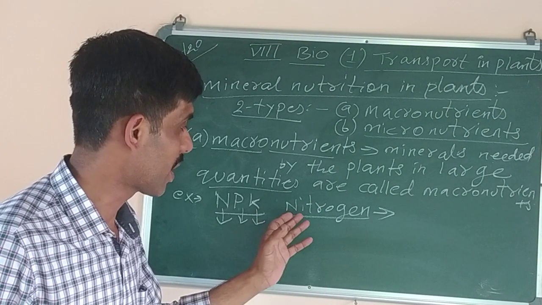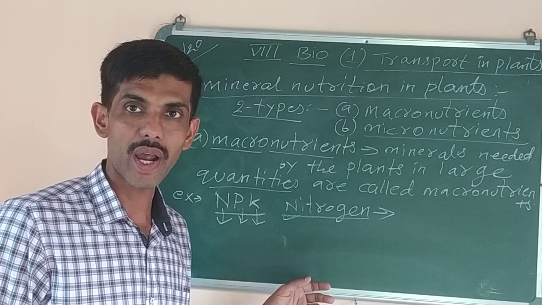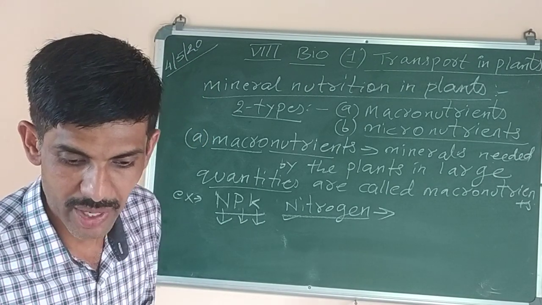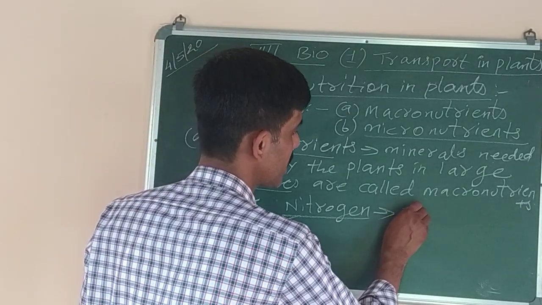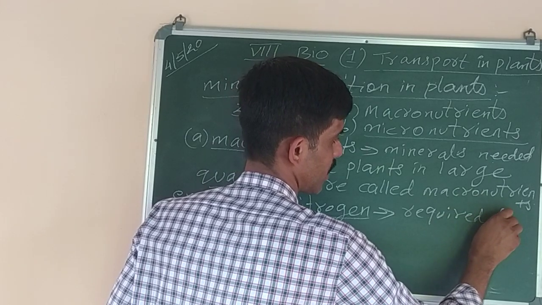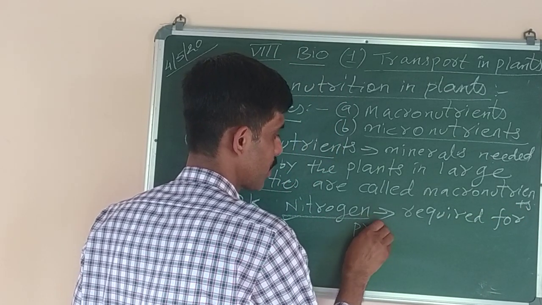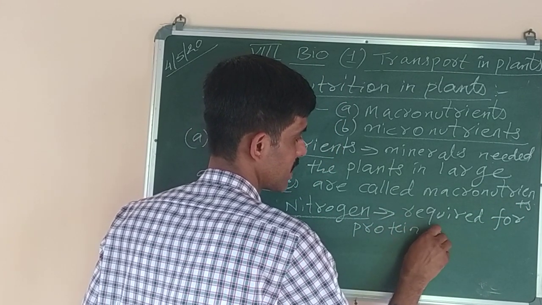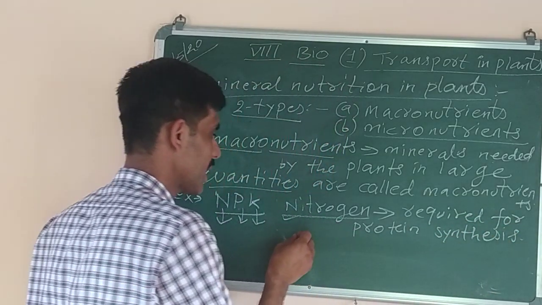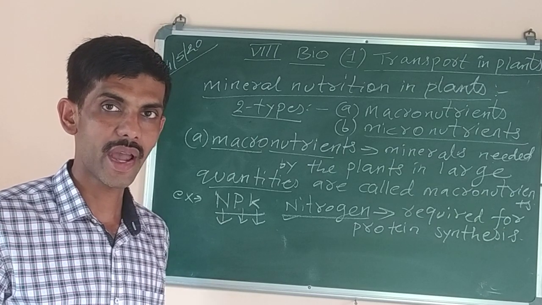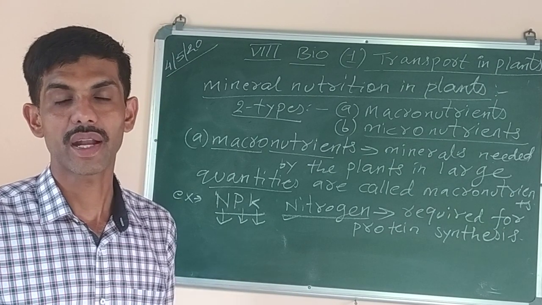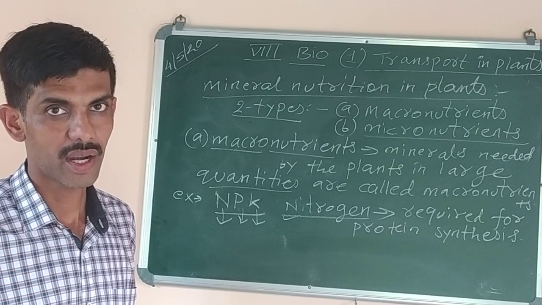Okay, so what is the function of nitrogen? It is required for the growth and development of plants. So one of the functions of nitrogen is it is required for protein synthesis. Means in order to make proteins, plants need nitrogen, and these proteins are required so that they can form the tissues, different types of plant tissues that can help them in their growth and development.